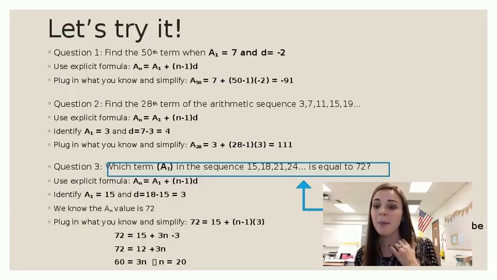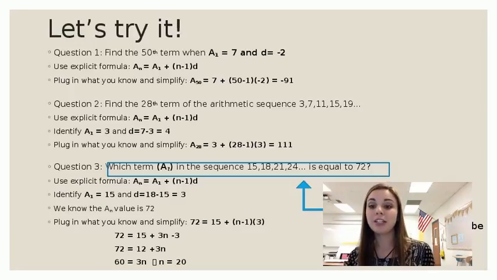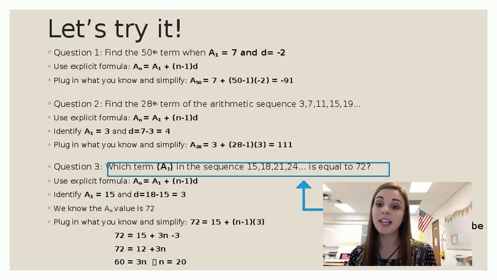You see my first step, I distributed the 3, and I got 72 equals 15 plus 3n minus 3. I combined like terms on the right side, so 72 equals 12 plus 3n. Subtract the 12 and I get 60 equals 3n. You can ignore that box there, it was supposed to be an arrow. And then once I divide by 3, I get n equals 20. So 72 is the 20th term in that sequence.